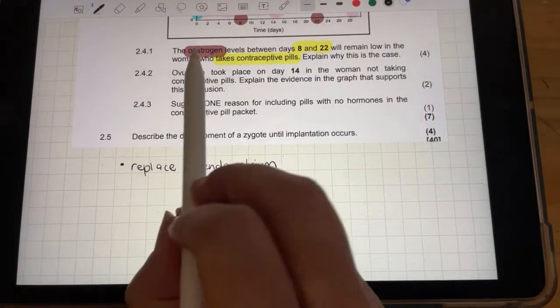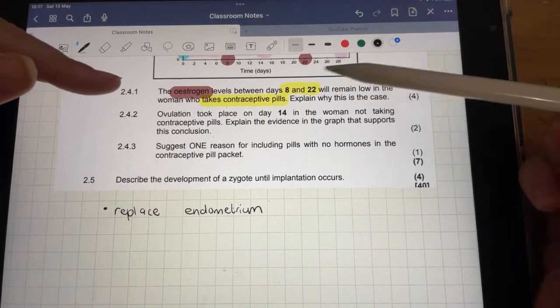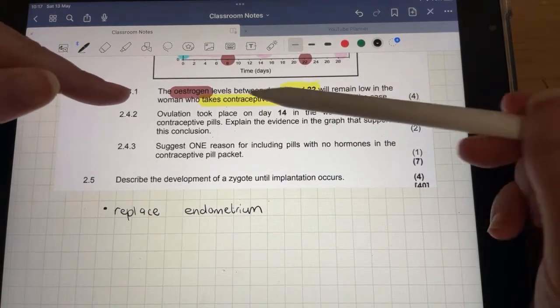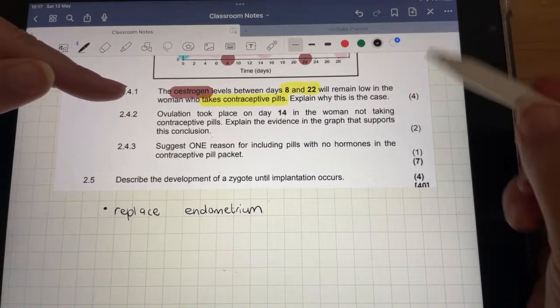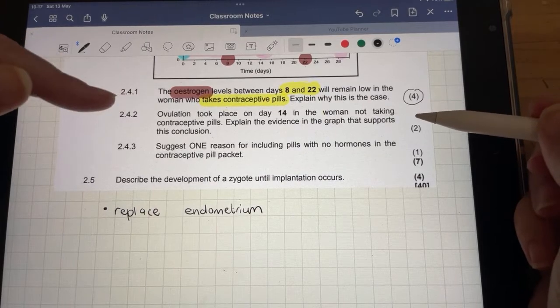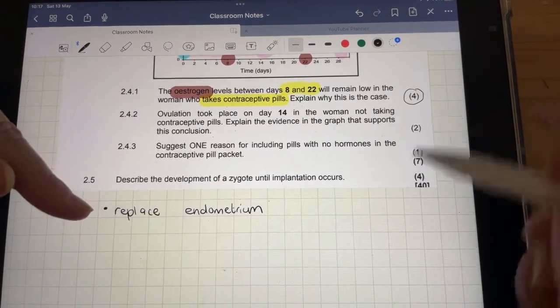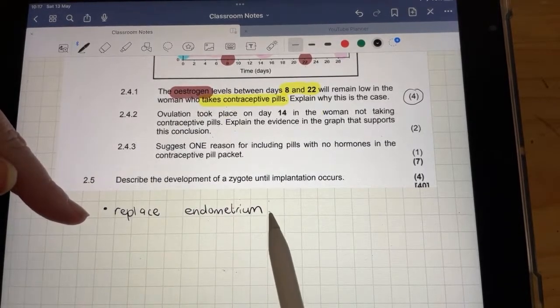Now, why would that level be low? Because that's what it's saying. It's saying the estrogen levels between 8 and 22 will remain low in the woman who takes contraceptive pills. Explain why this is the case. Now, it's for 4 marks, so you have to say quite a bit. So the first thing that you need to acknowledge is, number 1, what does estrogen do? Estrogen replaces the endometrium. Tick.